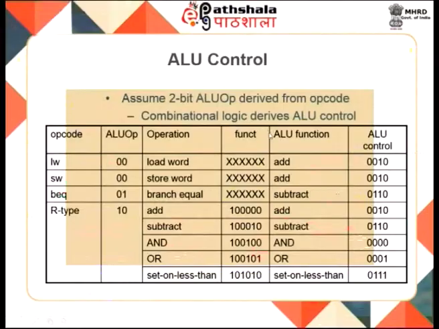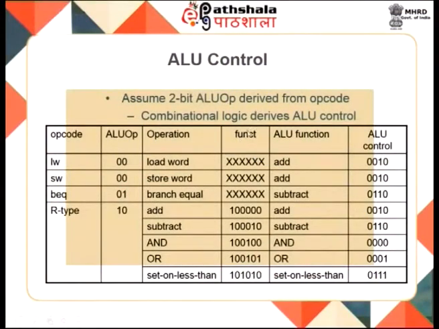Now in order to do that, you know that the first 6 bits of your instruction, all instructions carry the opcode part. So 2 bits called the ALU op are taken, and that is used along with the function field in order to decide what operation is to be executed. For example, if it is a load instruction, the ALU op part is 0 0. If it is a store instruction, it is again 0 0. For an R type instruction, it is 1 0.